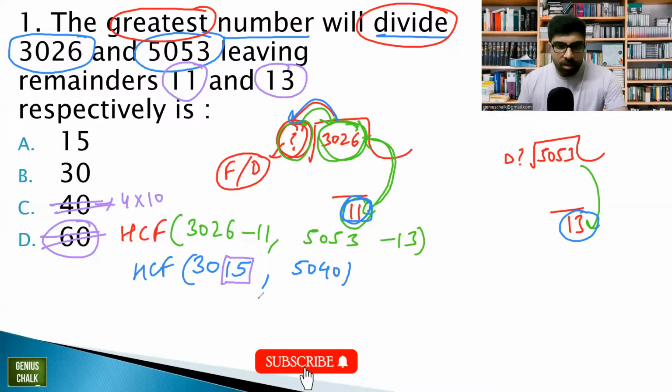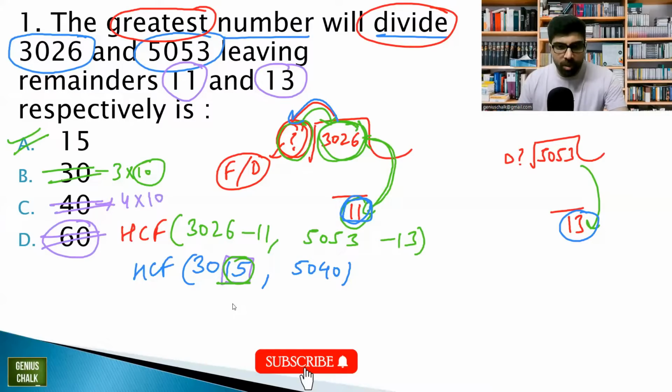Are these numbers divisible by 30? Again the same problem, because 30 means 3 into 10. So this number must be divisible by 10. Here the last digit is 5, and for a number to be divisible by 10, the last digit should be 0. So this is also cancelled. So what is left? 15, and this should be my answer.